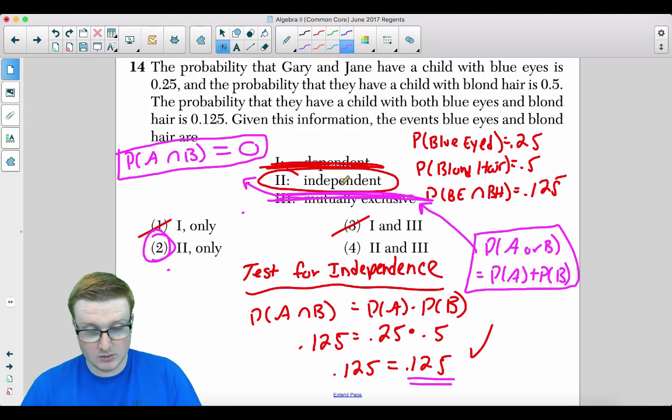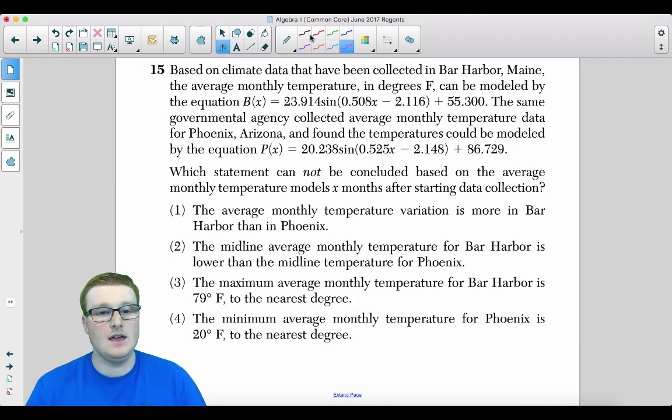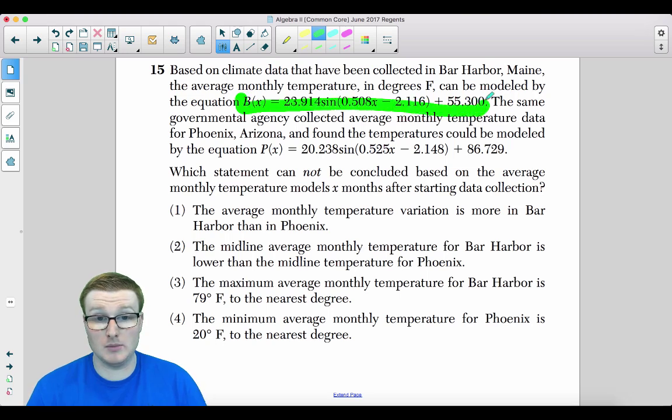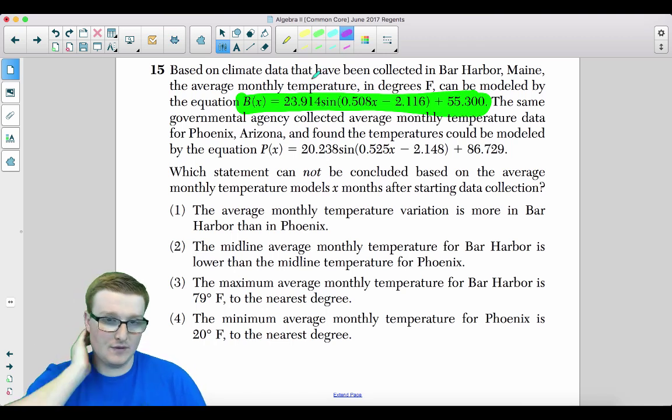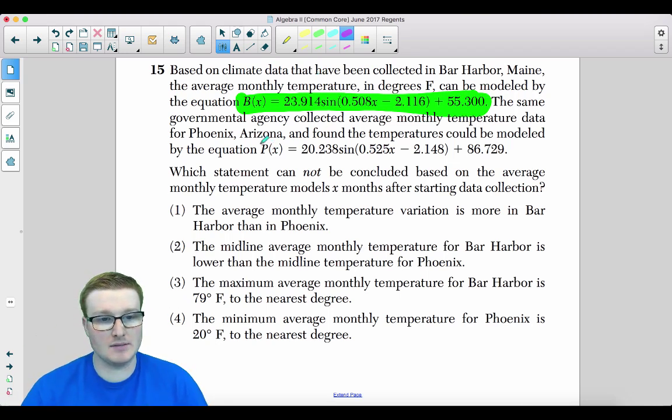All right, moving on to number, what are we doing? 15 now? 15, okay. 15 says, based on climate data that have been collected in Bar Harbor, Maine, the average monthly temperature in degrees Fahrenheit can be modeled by the equation B of X equals that thing. That's a lot. This is Bar Harbor, Maine. And the same governmental agency collected data from Phoenix, Arizona, and found that the temperatures can be modeled by P of X equals this.